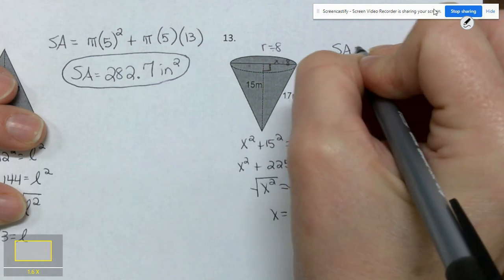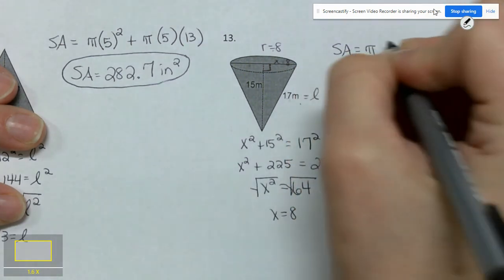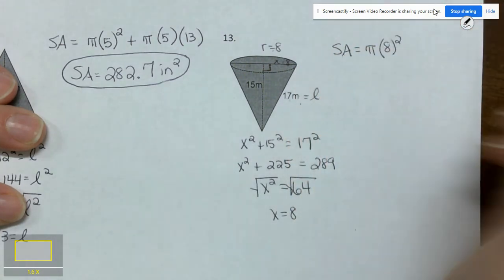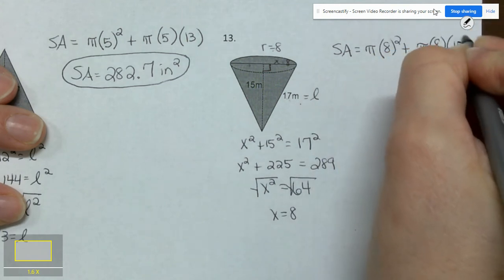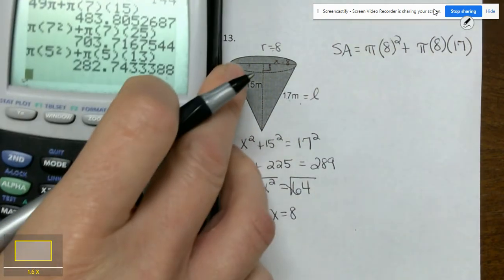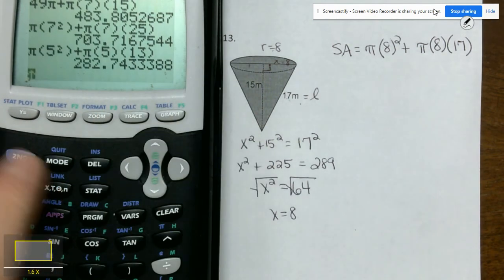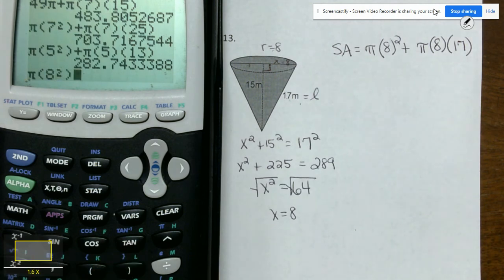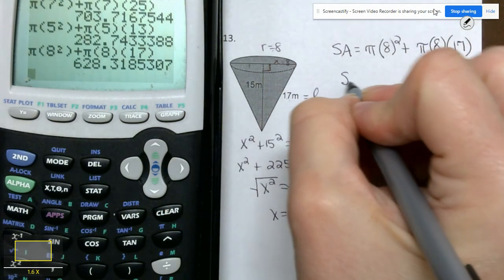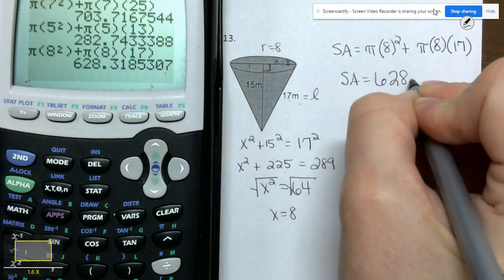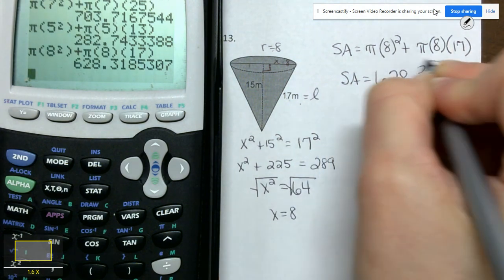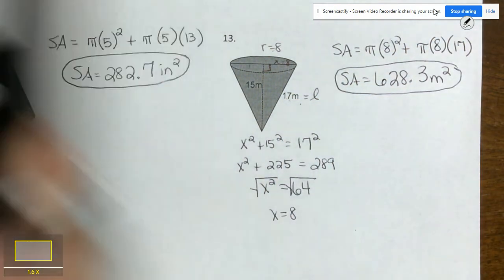Okay, now we can find our surface area. It's pi r squared, r is 8, plus pi times r, which is 8, times L, which is 17. And we're going to key that in our calculator. So pi 8 squared plus pi times 8 times 17. All right, we get 628.3. So 628.3 meters squared for our surface area.